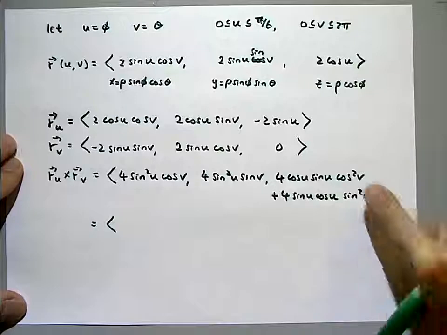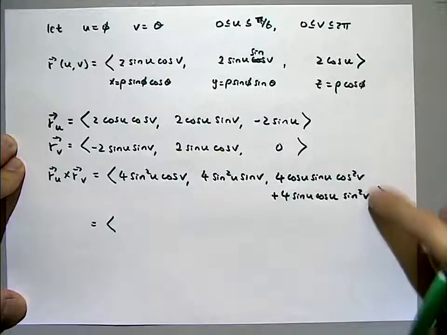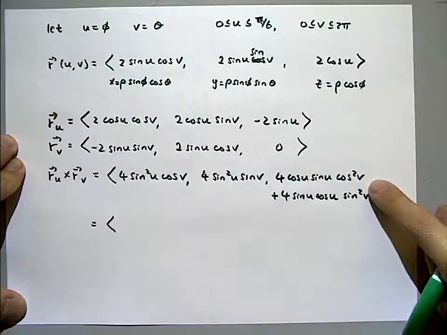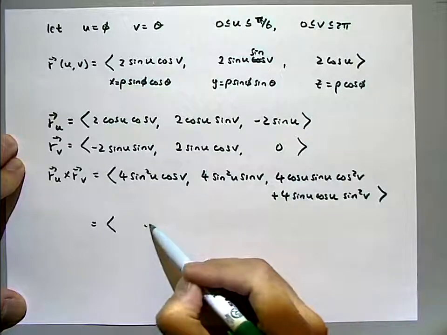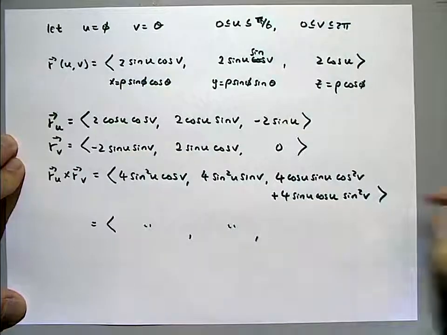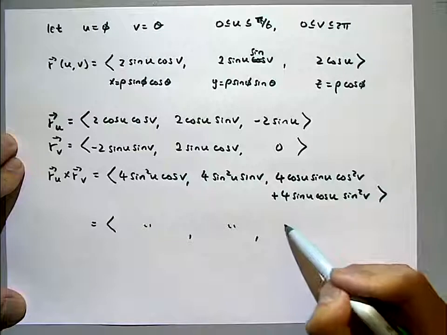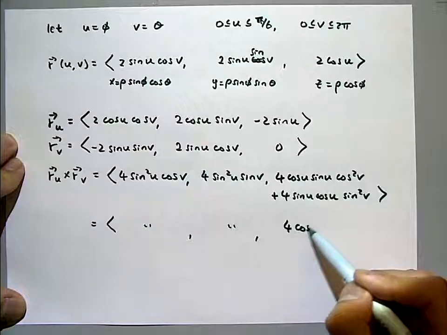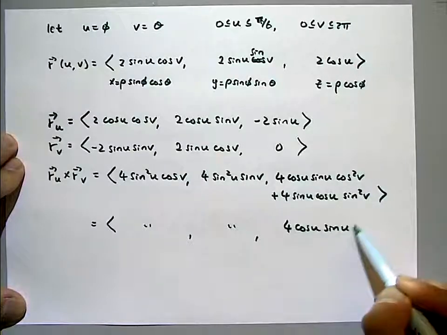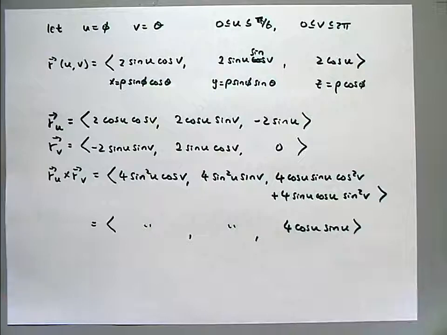And it's very nice to see the cosine square and sine square in the z components here, because those add up to 1. So this is the same thing up there, same thing up here, but these two added together simply turn into 4 cosine u sine u. All right?